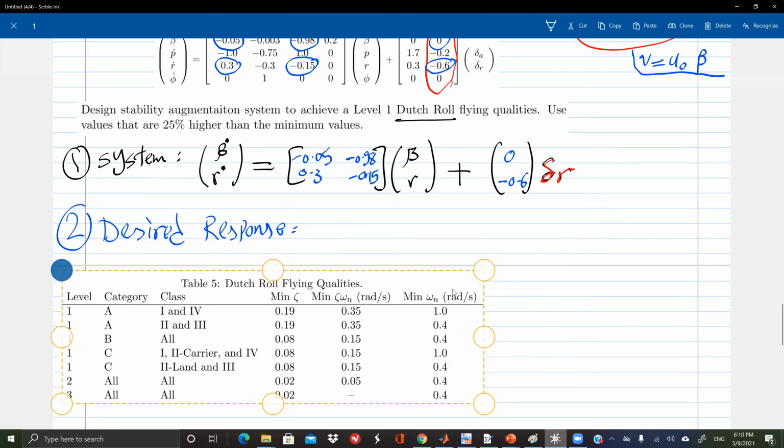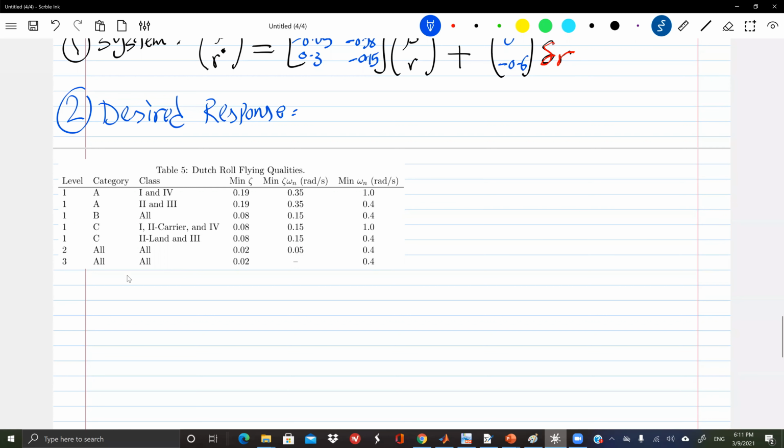They're giving you minimum damping, minimum natural frequency, and minimum time scale. Because remember tau is 1 over zeta omega n, right? Minimum zeta omega n or maximum time constant. Like I said, we use this table in 2 different ways. One, to analyze an existing airplane to determine the level of flying quality. This is the final result to read if I have zeta and omega n. But if I'm designing, I'm going with the level 1 flying qualities to determine my allowable zeta and omega n.